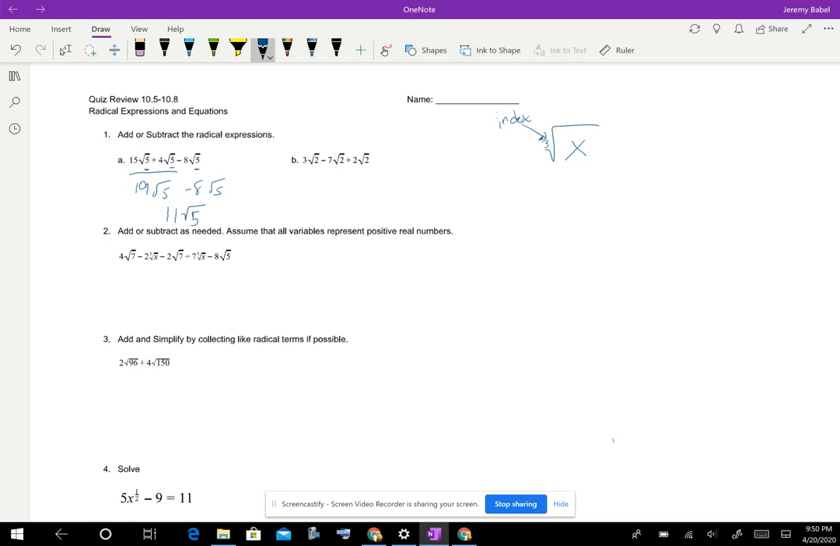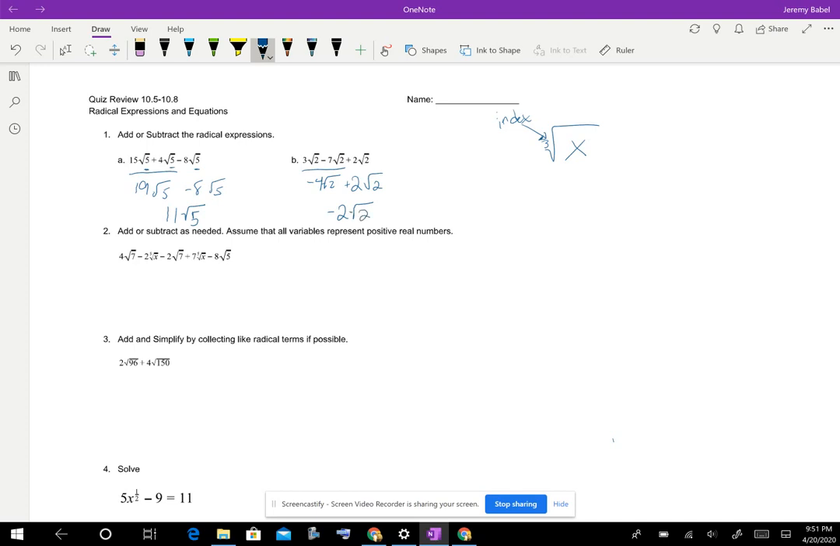This one as well, we've got square root, square root, square root, and they're all 2's, so we can combine them. I'll first combine the first 2 here. 3 and then minus 7, that'll give us negative 4 root 2, and then plus 2 root 2. And then we've got negative 4 plus 2, that's going to be overall negative 2 root 2.